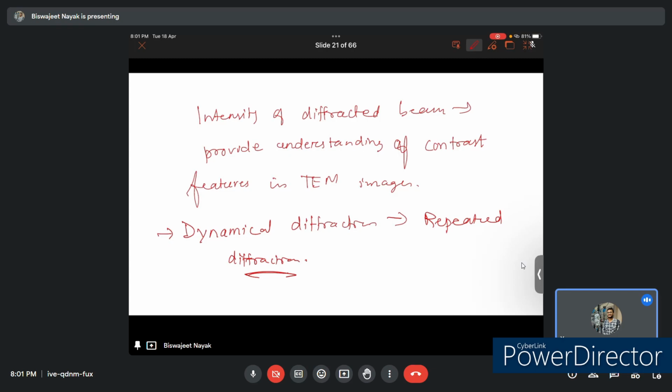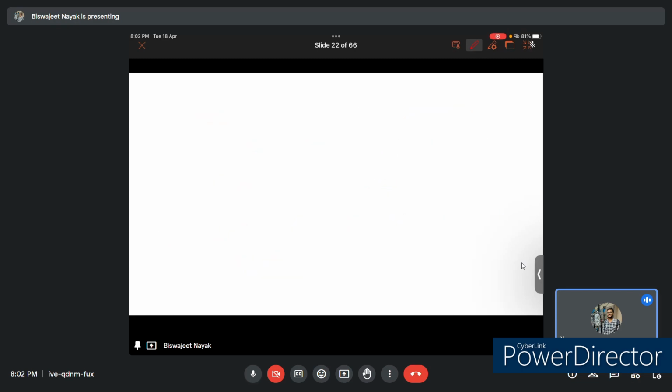So because of this dynamical diffraction, it is very difficult to use the intensity of spots in an electron diffraction pattern for structure determination, except under some special conditions. So the intensity of the electron beam varies strongly as the thickness of the specimen changes.